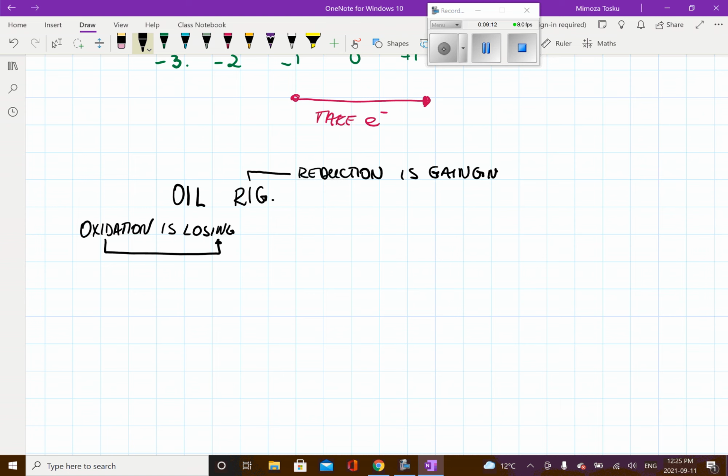I personally like this more, gaining. Okay, it's gaining. I personally like this more than Leo the lion says grr, but you can use whatever you want and whatever you prefer. So Leo the lion says grr.